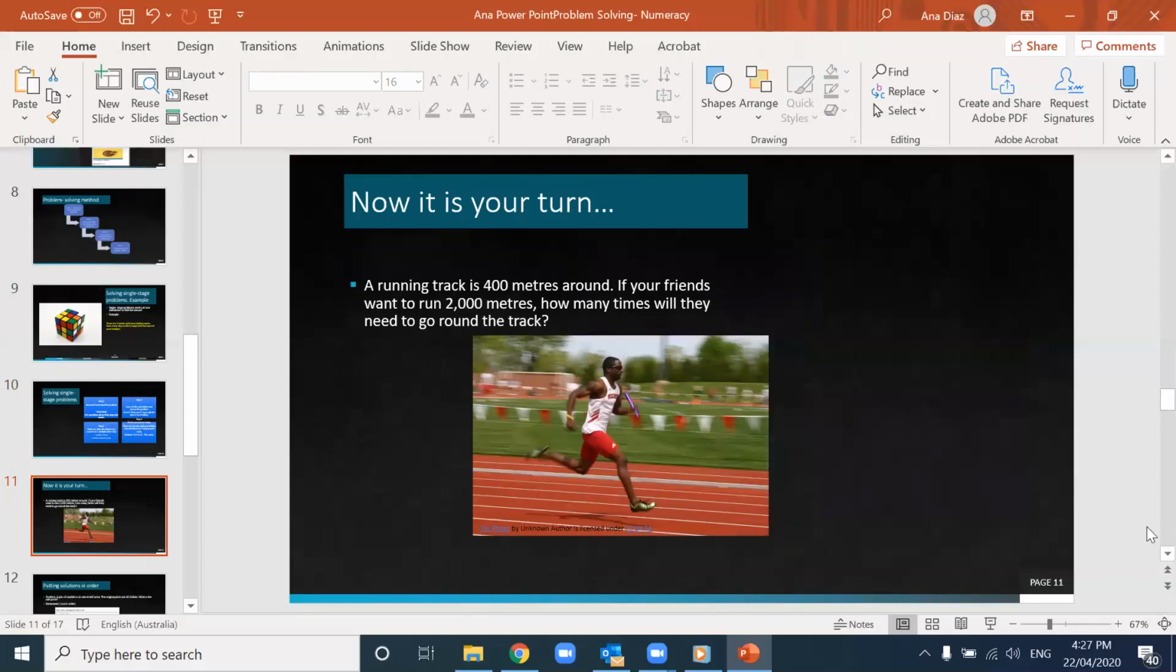I'm going to show you now the next slide. I'd like you to look at this exercise or this example. It's your turn. A running track is 400 meters around. If your friends want to run 2,000 meters, how many times will they need to go around the track? So I want you to look at this exercise following the 4 steps that we have discussed before. Could that be possible? Yes. So if you can approach the problem in that way, would be great.